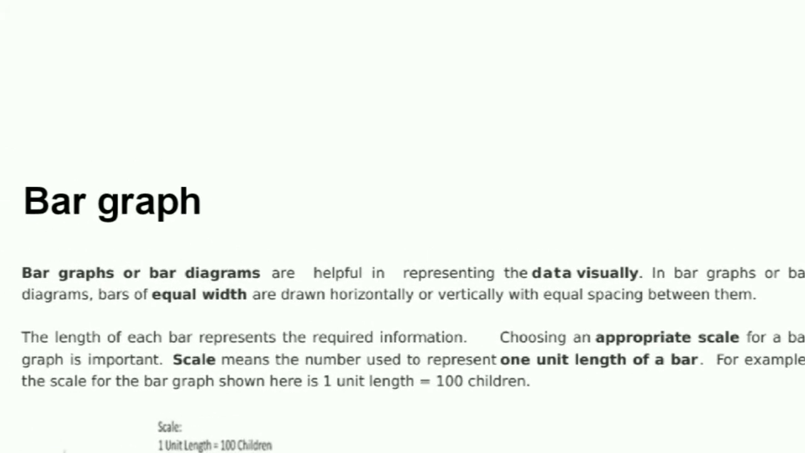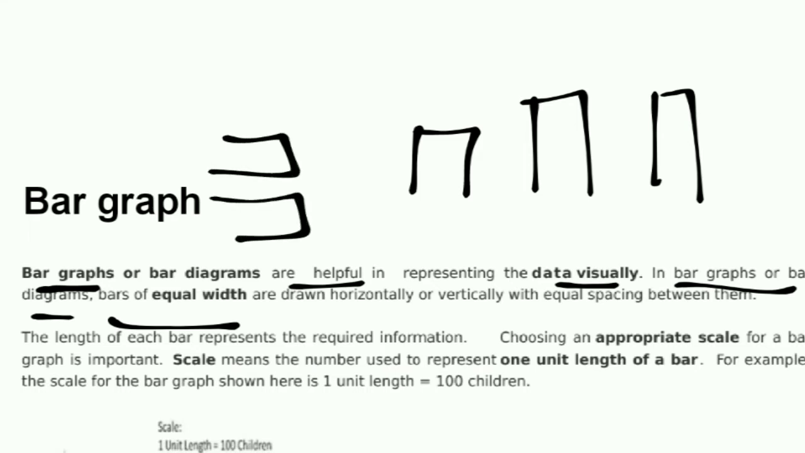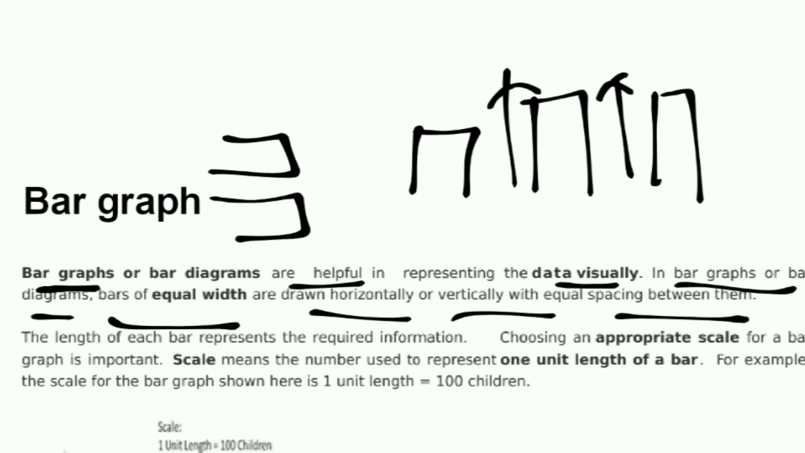Next, bar graph. What is a bar graph? Bar graphs or bar diagrams are helpful in representing data visually. In a bar graph or bar diagram, bars of equal breadth like this, these are the bars. Okay, so we can draw like this or we can draw like this. We can draw vertical as well as horizontal with equal space between them. This is the space between them.